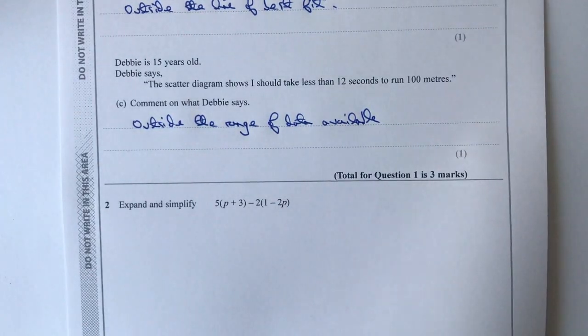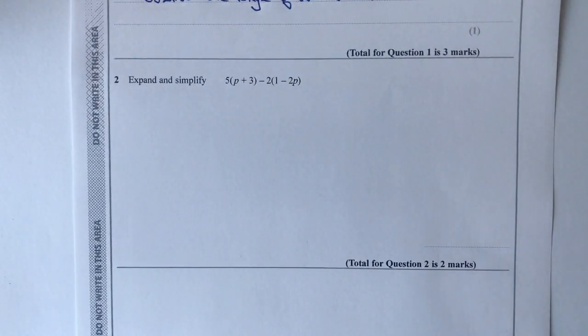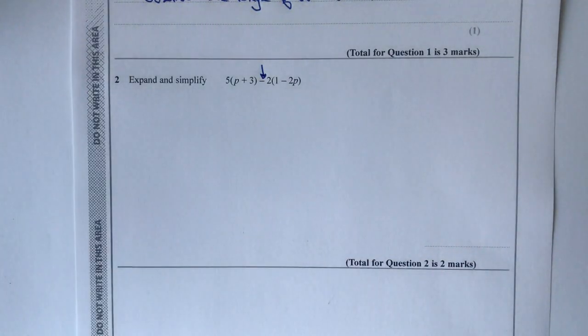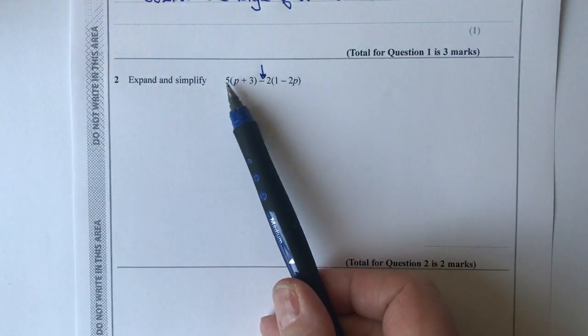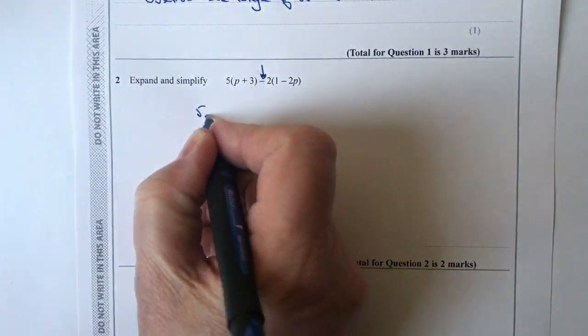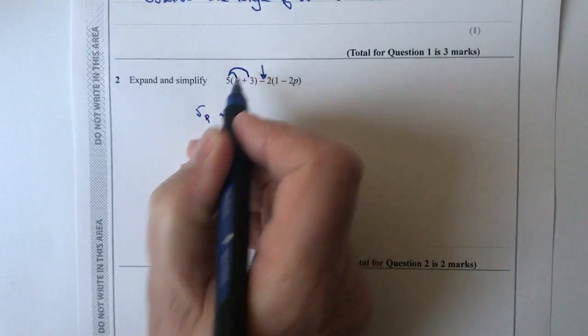Question number 2, we've got to expand and simplify this expression. The thing you need to be careful of with these sorts of things is this middle bit. It's that negative that makes things just a little bit more difficult. The first part is relatively straightforward. I can multiply 5 by p and then 5 by plus 3. So what I'm going to get is 5p plus 15. That's basically 5 times p and 5 times plus 3.